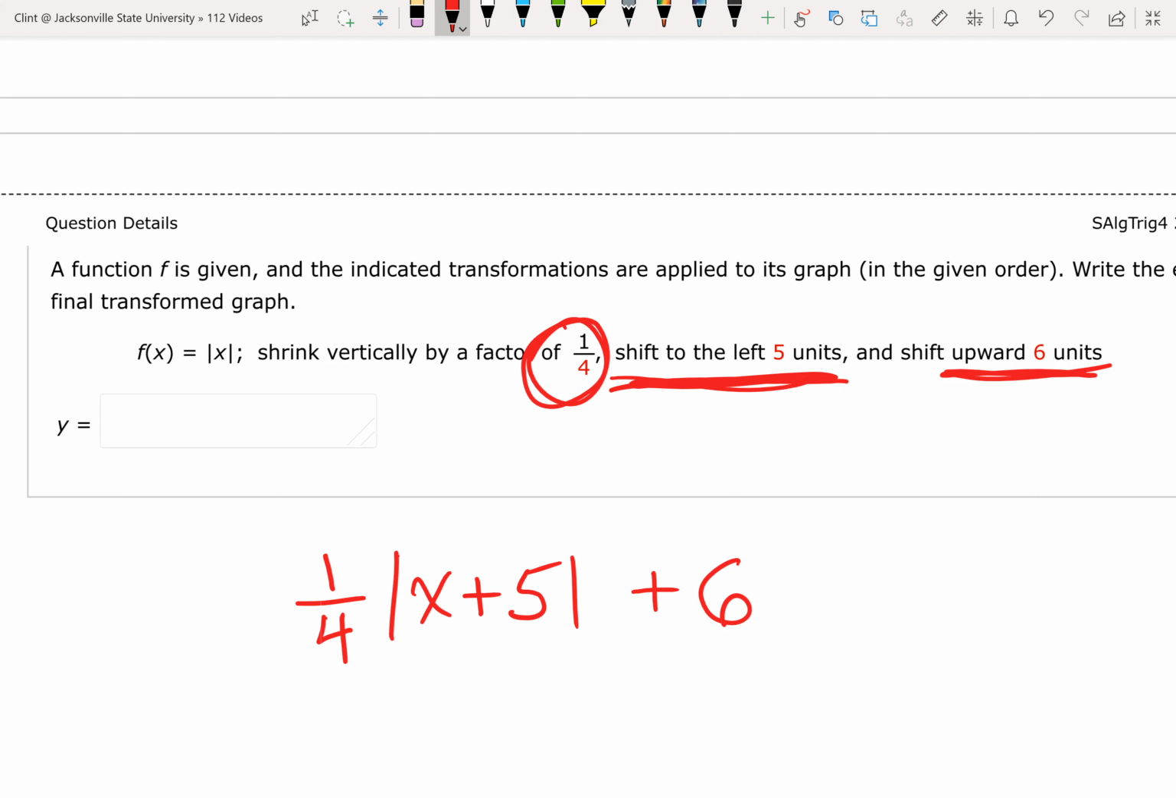Just do them one at a time. Okay, one transformation at a time. So up is plus on the outside, right is plus on the inside, and then stretch or shrink is multiply.